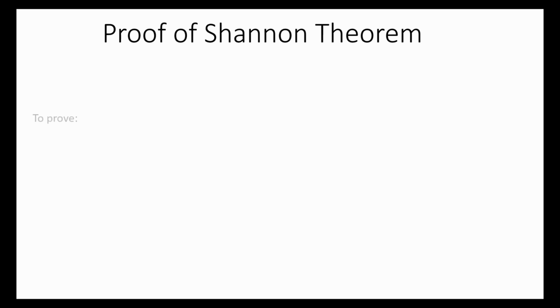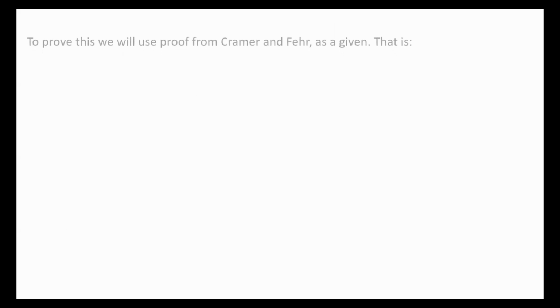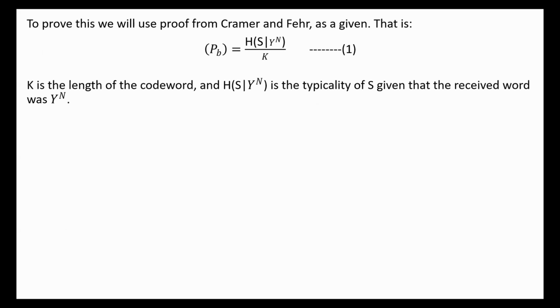So today we are going to be proving that R of PB is equal to C by 1 minus H of PB, where R is the maximum achievable rate of a channel and PB is the bit error probability, H of PB is the binary entropy function, and C is the capacity of the channel. To prove this, we will use the proof from Kramer and Fur as a given. That states that PB is greater than or equal to H of S given Yn by K. Here, K is the length of the code word and H of S given Yn is the typicality of S given the receive word was Yn.